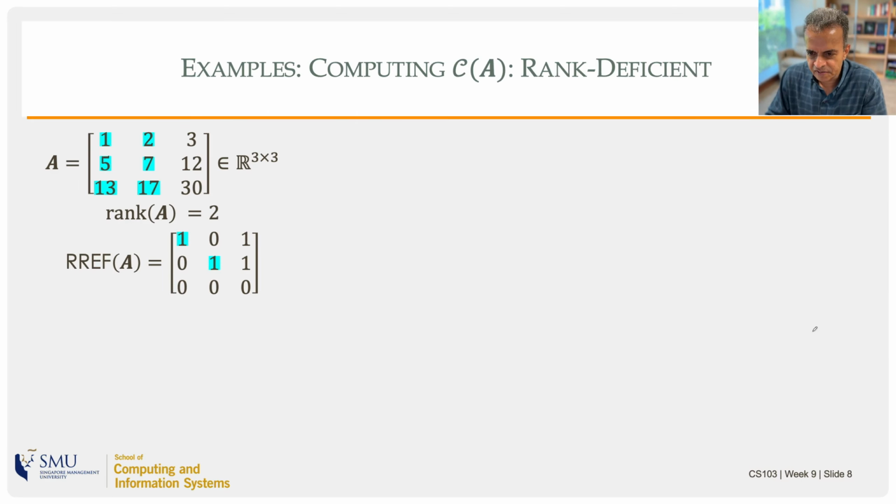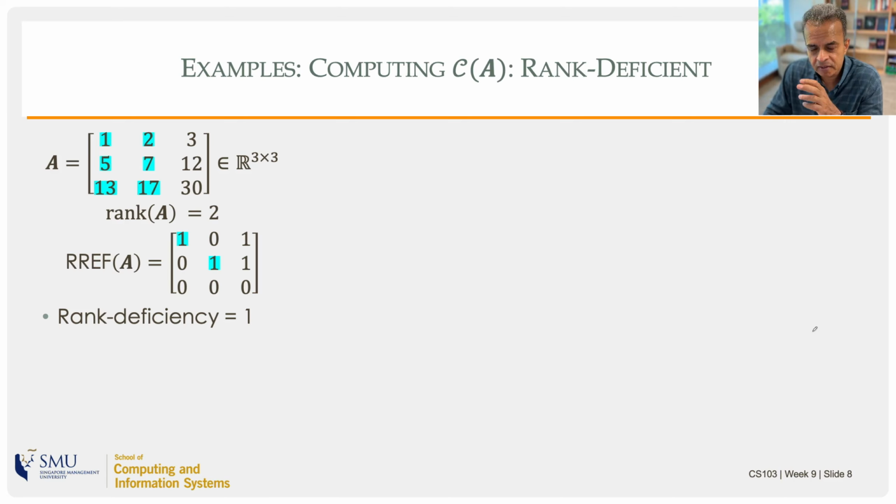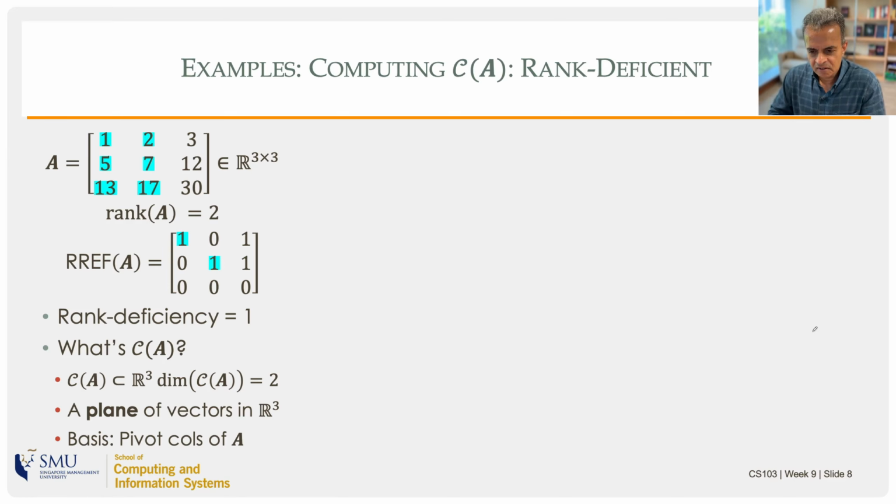And the RREF will turn out to be that. The rank deficiency is 1, which is what we will later call nullity. What's the column space of this matrix? It's a subspace of R3. It's got dimension 2 because there are 2 pivot columns. It's a plane of vectors inside R3. How do you define the plane? Again, not the XY plane that you see in the RREF, but the plane defined by these 2 vectors. So that's very important to keep in mind.